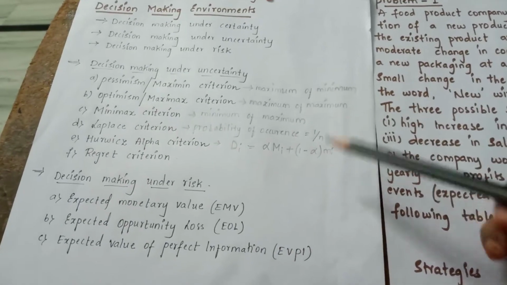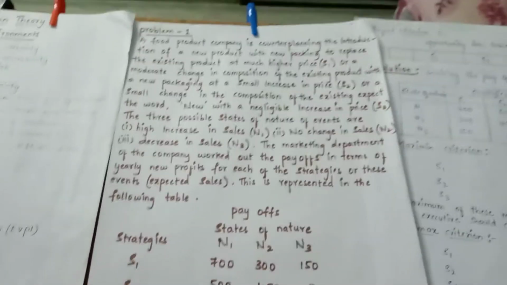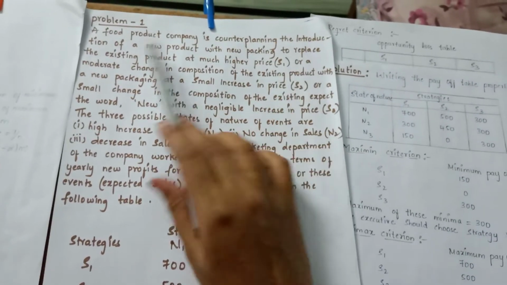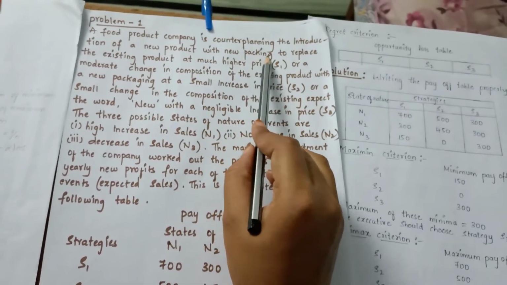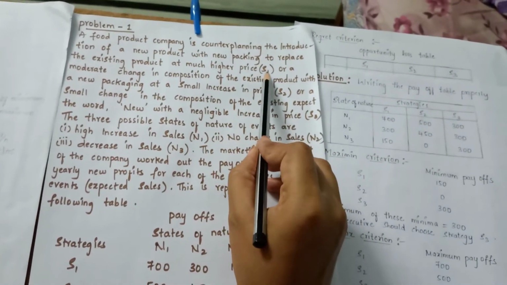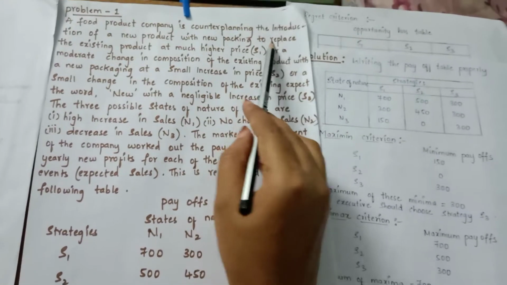You will better understand this concept by doing a problem. So this is problem number 1. Don't panic, students. This is really a very easy topic. The question is, a food product company is contemplating the introduction of a new product with new packing to replace the existing product at a much higher price. So this is the first strategy, that is S1. They want to introduce the new product with the new packing.